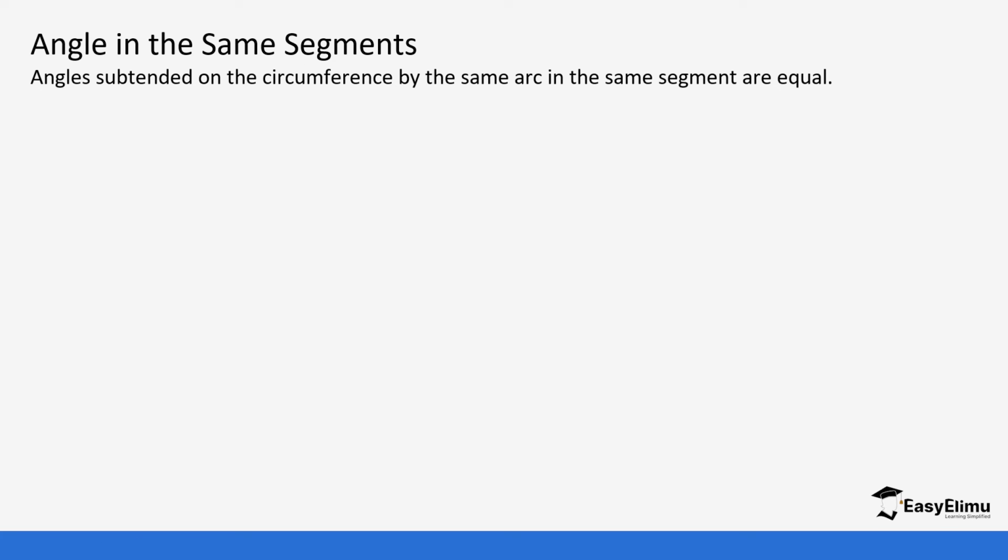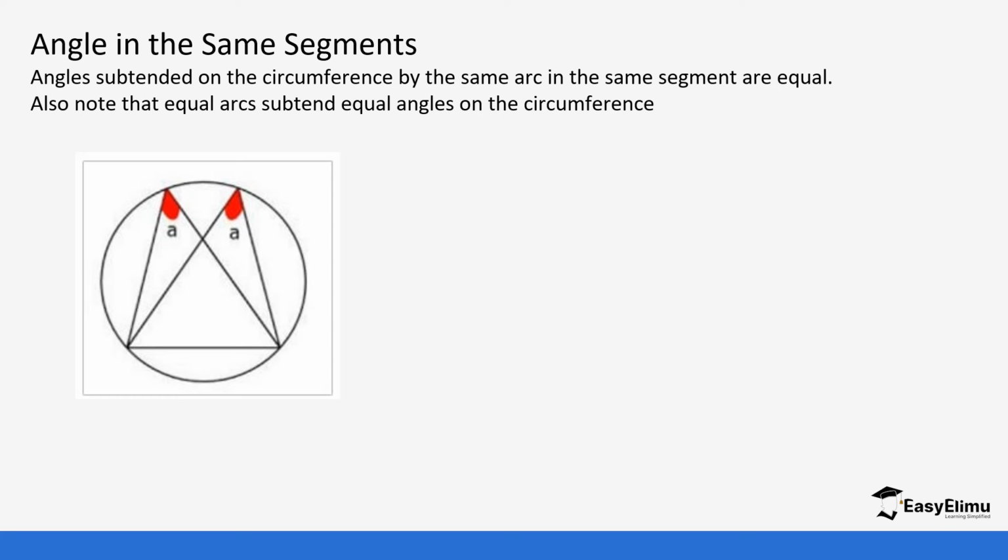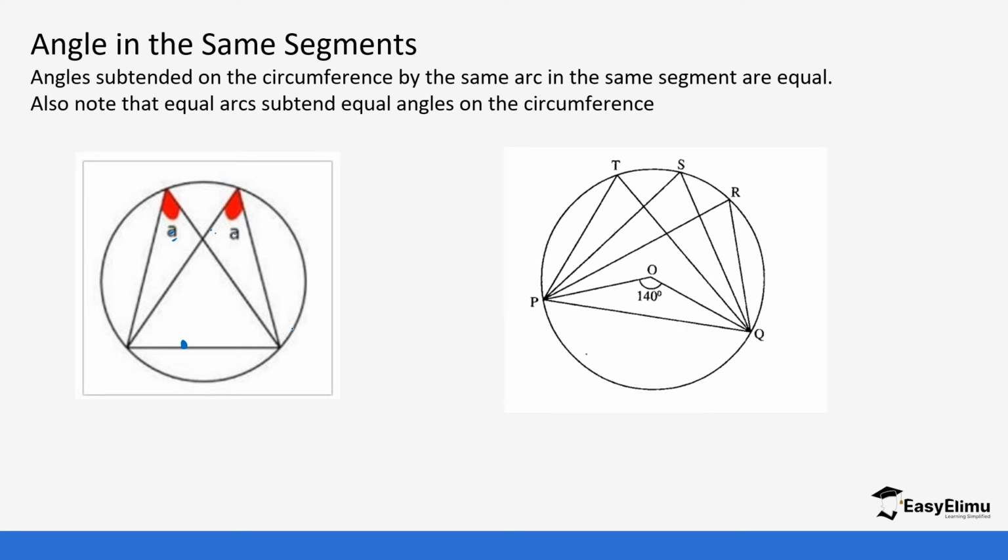Angles subtended on the circumference by the same arc in the same segment are usually equal, and note that equal arcs subtend equal angles at the circumference. You can see we have an arc. This arc here is subtending angle A and A on the circumference. So these two angles will always be equal, and the same applies in this example.